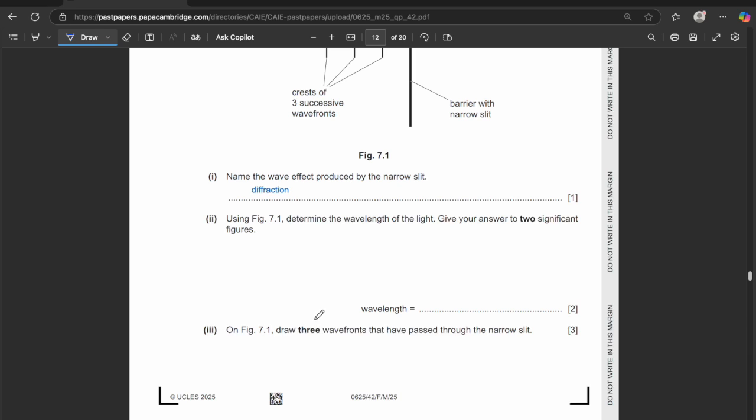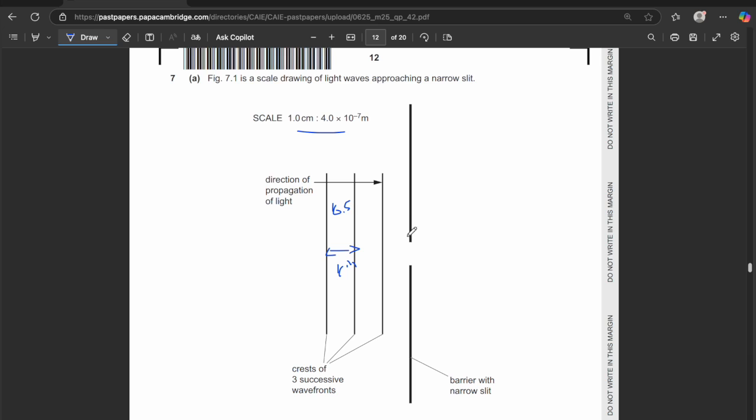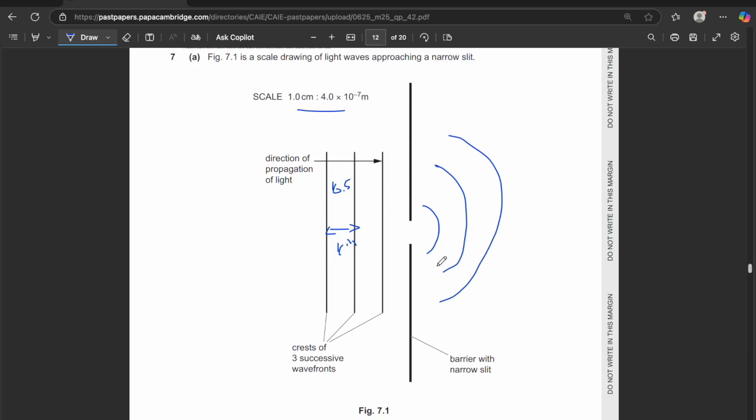3. On figure 7.1, draw 3 wavefronts that have passed through the narrow slit. So you have to measure this gap as well. So if this gap and the wavelength are approximately equal, then it will have like a semicircular shape. Like the wavelength has to be approximately equal to here. Like this one becomes too big. It will look something like this because these two sizes are approximately equal. Or if this is bigger, the diffraction will happen.